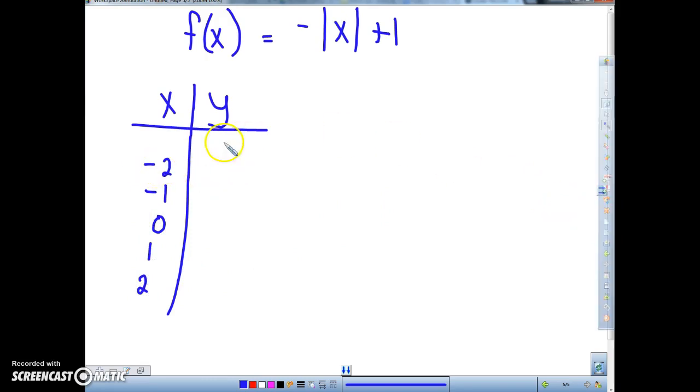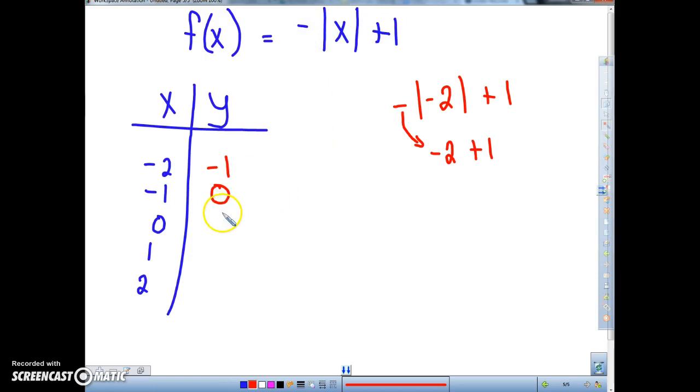So when we plug this in, remember this negative sign on the outside. You have the absolute value of negative 2 plus 1. So the absolute value of negative 2 is positive 2, but then this negative sign comes in front of it. So you have negative 2 plus 1, so you have negative 1. Then you plug in negative 1. Absolute value of negative 1 is 1, and then that negative goes in front of it, so negative 1 plus 1, you have 0. So pause it, fill out the rest of the chart, and then unpause it and check your answers.